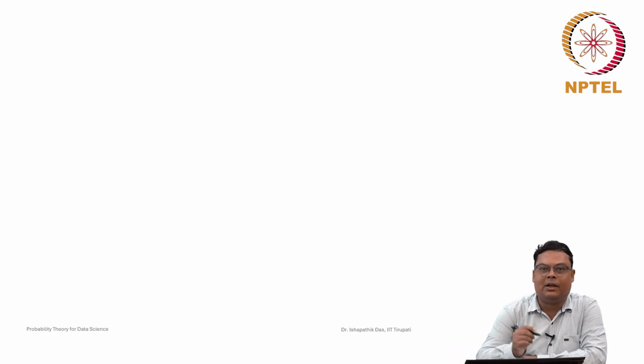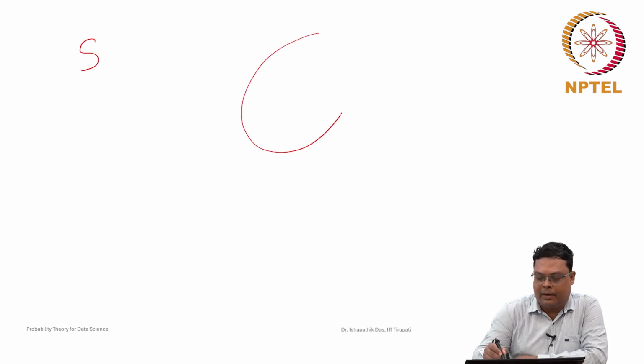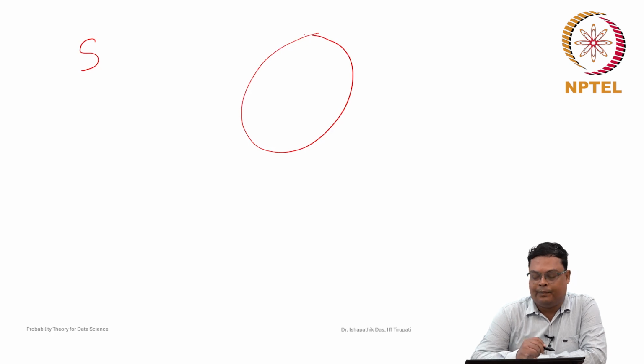So, sigma field is defined on a non-empty set. Suppose S is a non-empty set, suppose this is the S set, and we consider a collection of subsets of S. Suppose this is denoted by C. So, let us consider one example.